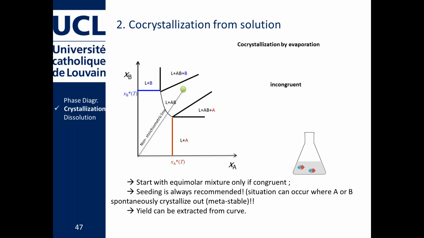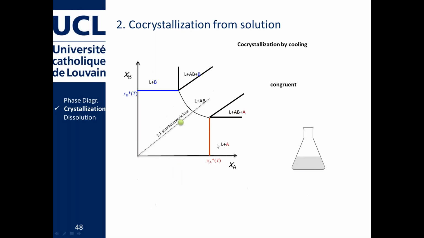So my guidance here is to start with an equimolar mixture only if your system is congruent. Try to seed. Always seed if you want to make a crystallization. And these curves can also be used to extract the yield. If you want more information on that, you can either ask me or read up on it.